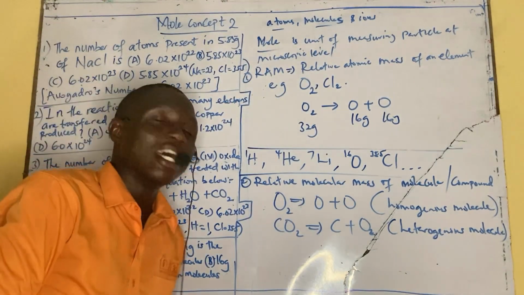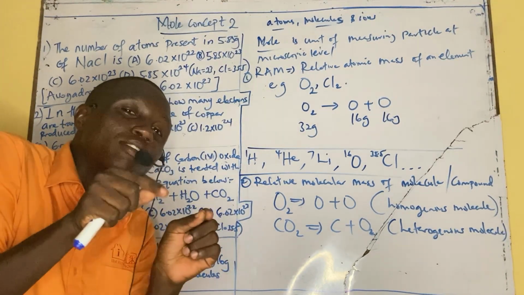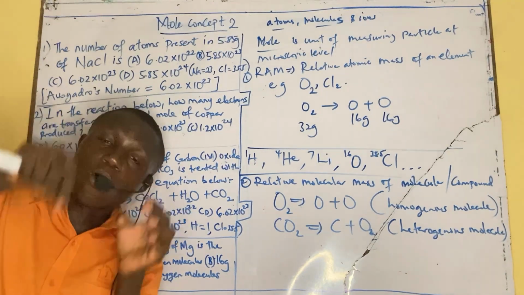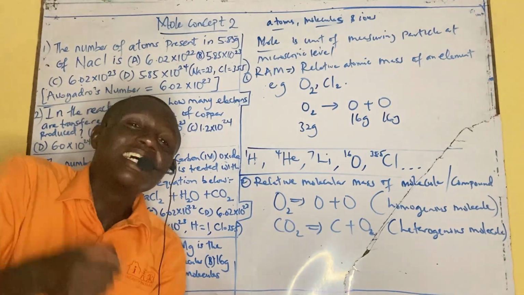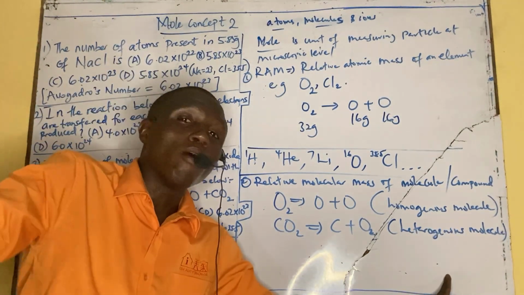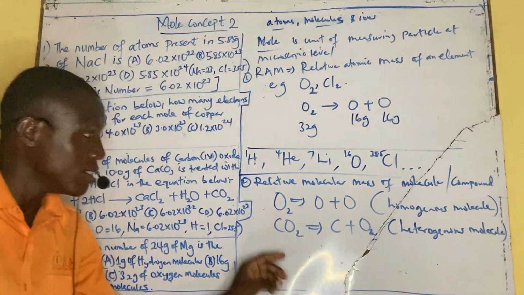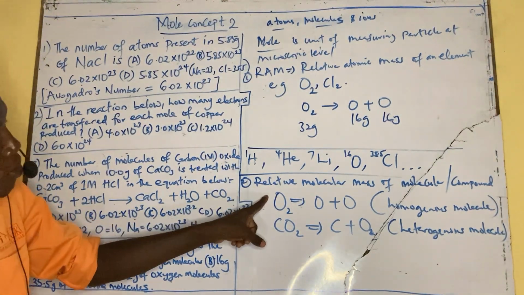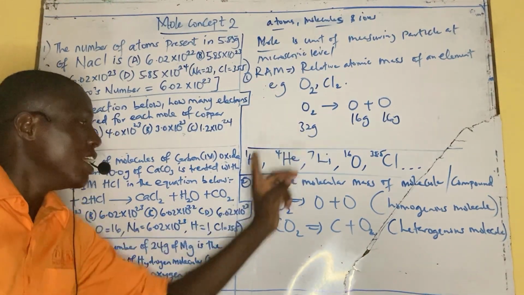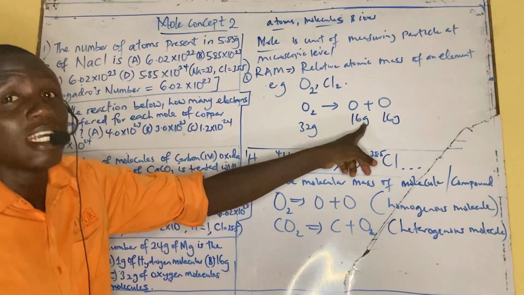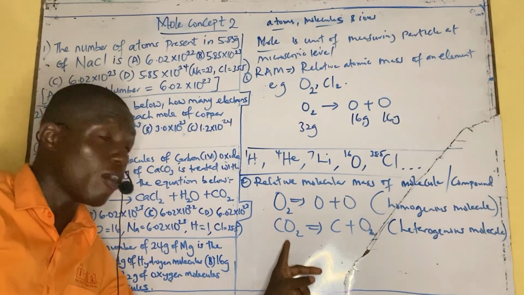Now, relative molecular mass is simply the sum of all individual masses of atoms contained in a molecule or compound. Now, what does that mean? If I want to calculate the relative molecular mass of oxygen, just add 16 plus 16. This will give you 32 grams. Meaning that 32 grams here is the relative molecular mass, while 16 grams is the relative atomic mass.